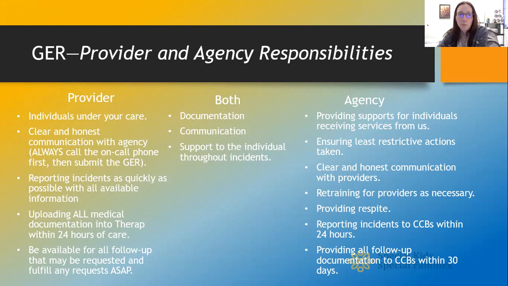So as far as both provider and agency are concerned, we both have a responsibility for documentation, communication, and support to the individual throughout any incident.